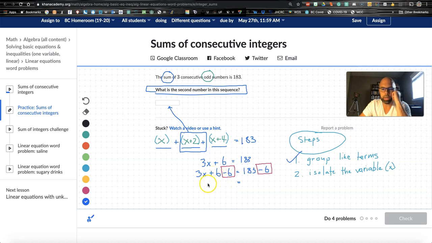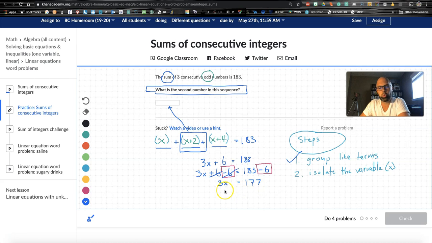So we've got 3x still. 3x, nothing has happened to the 3x. But then we have plus 6 minus 6. What does that equal? That equals 0. So that's eliminated. And then over here we have 183 minus 6. It's been a long day. Okay, 177. Okay, so we're getting a little closer. Now what we need to do is get rid of this 3, because once we get rid of the 3, then we've just got x, and we're getting very, very close to the final solution, right?